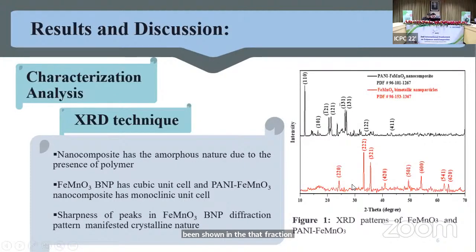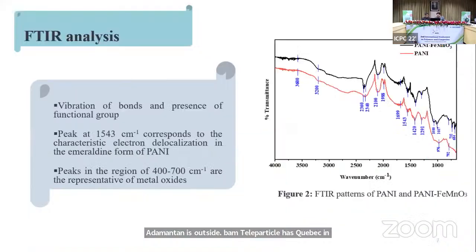This XRD pattern confirmed that the nanoparticles were crystalline in nature, and they have sharp peaks, while the nanocomposite peaks show some noise because of the amorphous nature of the polymer matrix. Iron manganese oxide bimetallic nanoparticles have a cubic unit cell, while the nanocomposite has a monoclinic unit cell. Then I ran my sample for the FTIR analysis to study the vibration of the bonds and the presence of the functional groups.